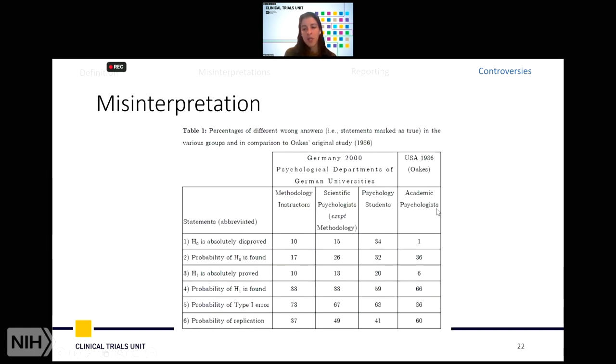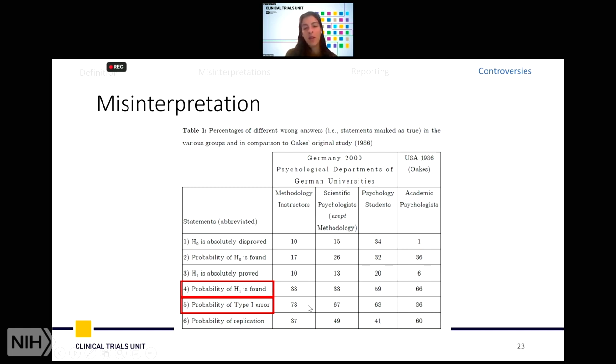And they broke down the findings also by question. So we can kind of see where people were getting tripped up. Again, this right column is the original study, and this is the current study. And so we can see where most people were missing. These are the percents. Each of these numbers is the percent of different wrong answers. So a lot of people were getting these incorrect. One is that the probability of the alternative hypothesis is found, and one is the probability of type 1 error. So these are two really common misinterpretations, as we've talked about. And you can see even the instructors are kind of missing this.